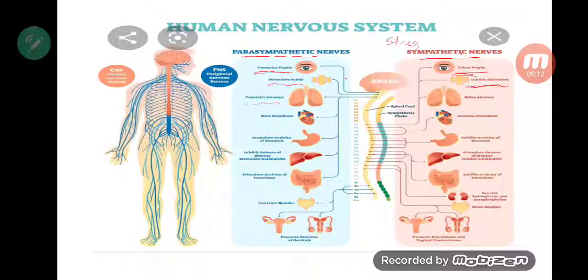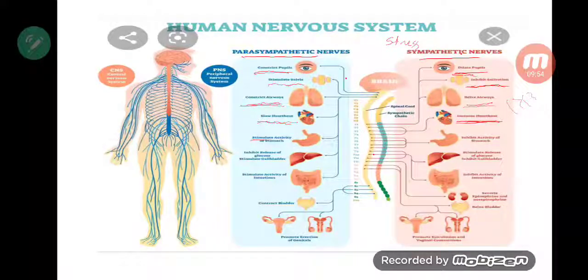The parasympathetic constricts the airway, and the sympathetic relaxes the airway. So when you are stressed, your lung bronchi become dilated, and you feel that you can't get the oxygen out of your lung. In the parasympathetic, you will have a slow heart rate, and in the sympathetic, the heart rate will become faster.